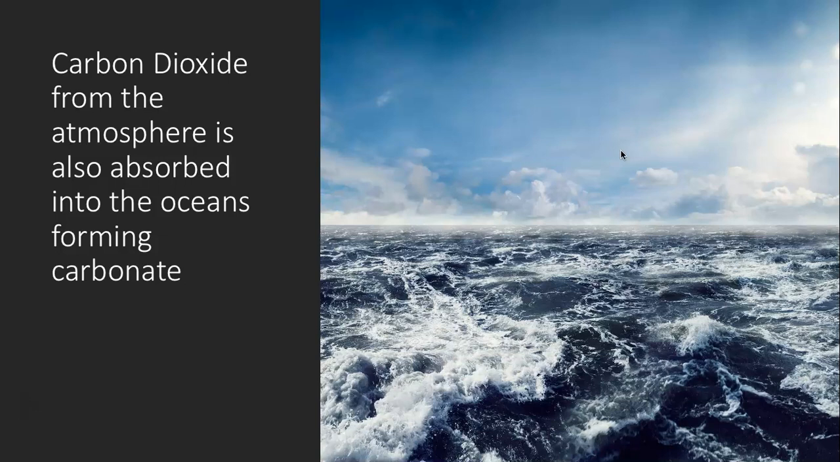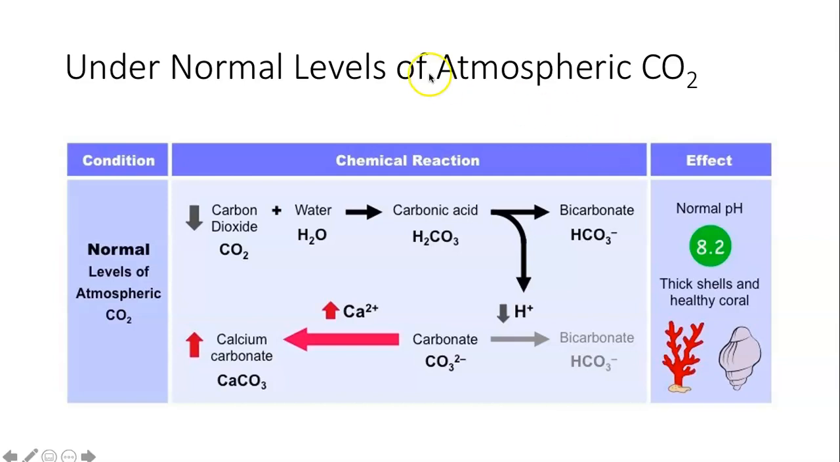And from the oceans, it gets absorbed and creates this carbonate. And so here is what happens under normal levels of atmospheric CO2. You get carbon dioxide that dissolves into the water, and it combines with the water to make carbonic acid. Now, this carbonic acid molecule breaks up into what is called bicarbonate, and attaches to protons, or basically hydrogen ions, to form calcium carbonate. Now, calcium carbonate is part of the shells and part of the coral structure that we talked about when we talked about corals.